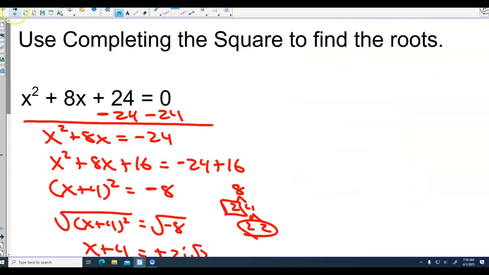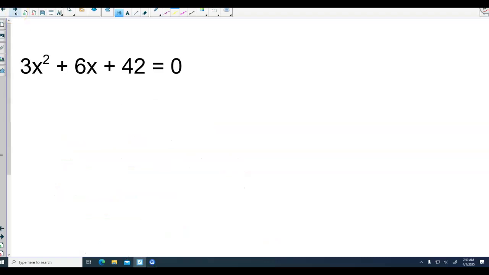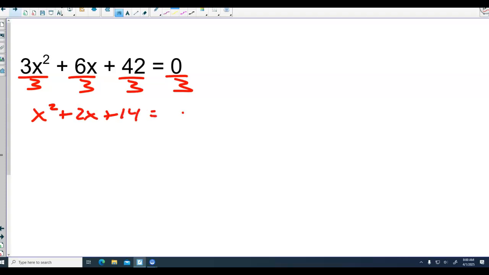The second problem, similar to that, is on the next page. Now with the 3 in front, we have to divide everything by 3. So you're dividing whatever term's in front of that x squared. x squared plus 2x plus 14 equals 0. I subtract that 14 to the other side.